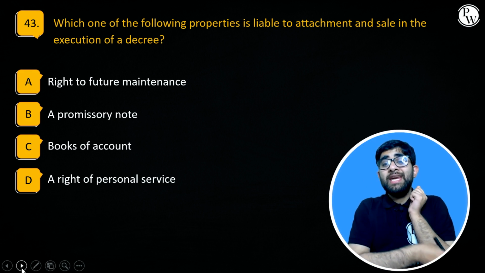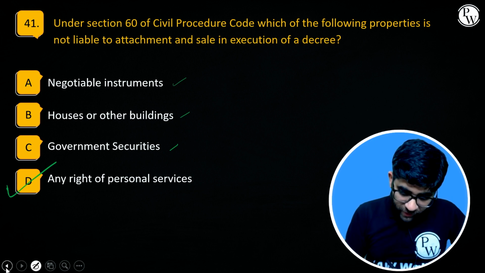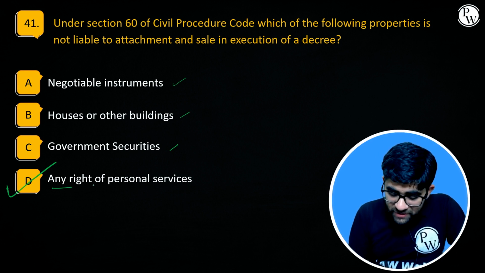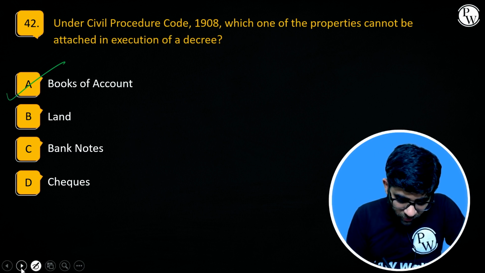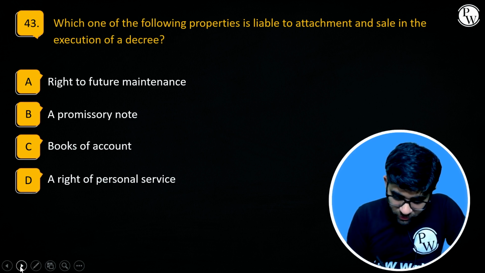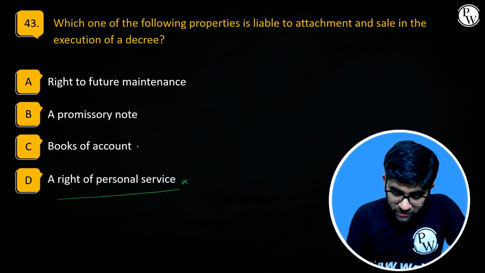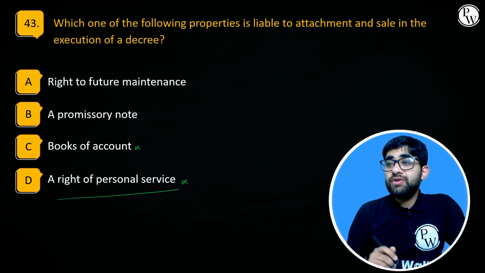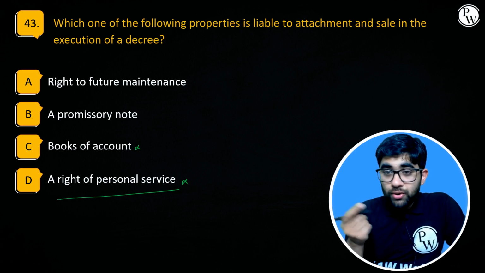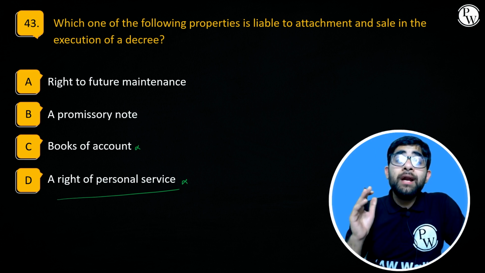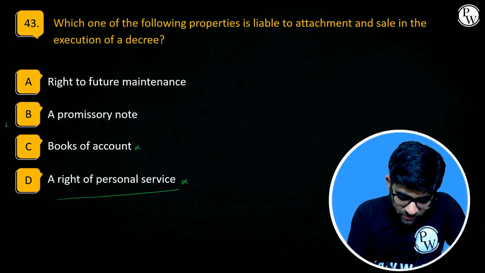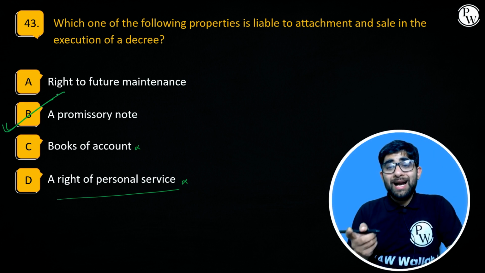So in the previous question, they asked which are not capable of attachment. Not capable is right of personal services, right? Books of accounts not capable. So this is not the answer. Now you have to see, right to future maintenance cannot be attached because you do not know what will happen, and a promissory note, that is a kind of security, can be attached.